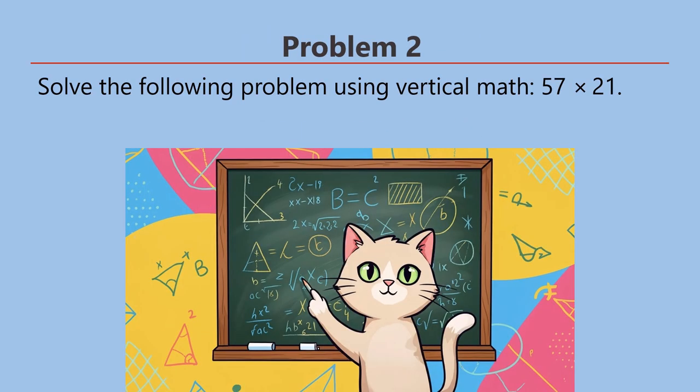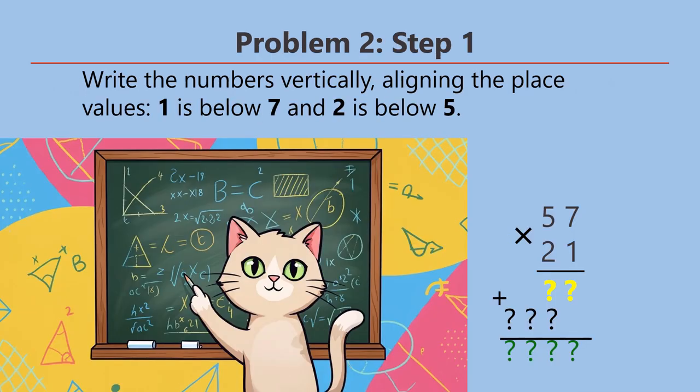Problem 2. Solve the following problem using vertical math, 57 times 21. Step 1. Write the numbers vertically, aligning the place values. 1 is below 7 and 2 is below 5.